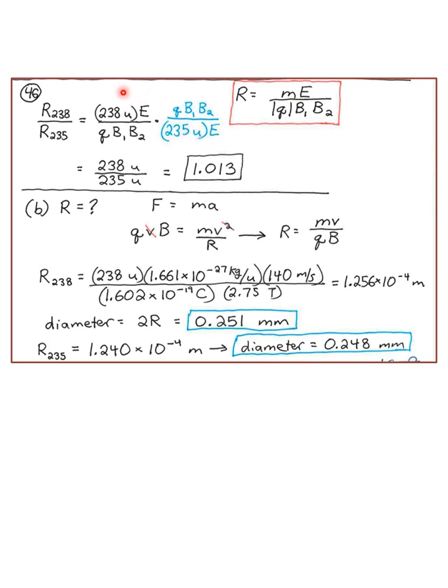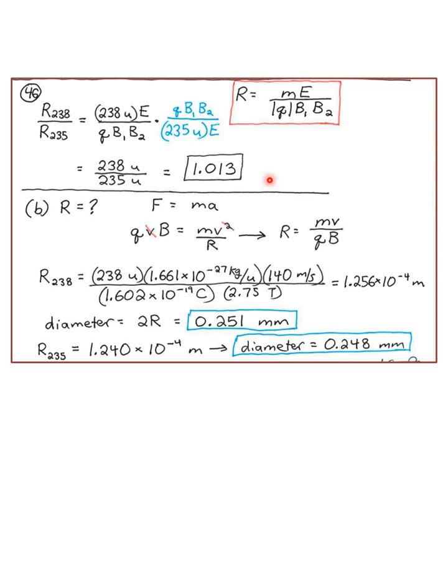And so it's a ratio of masses of 238 to 235. So here I've written the radius of 238 in black, and I'm multiplying by the reciprocal of the radius of the 235 in blue. A lot of things cancel out, and all we're left with is the ratio of the masses, and it comes out to be 1.013.